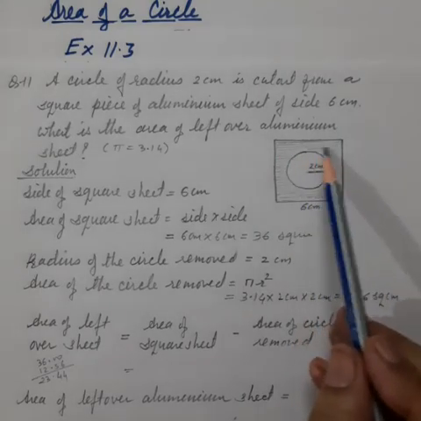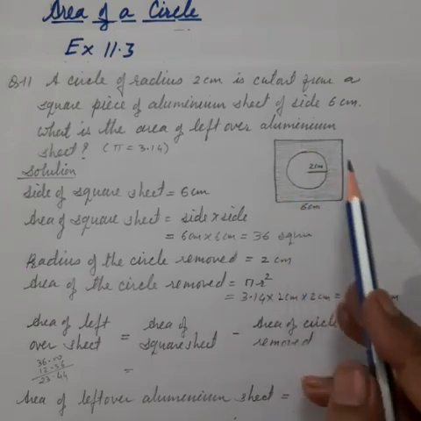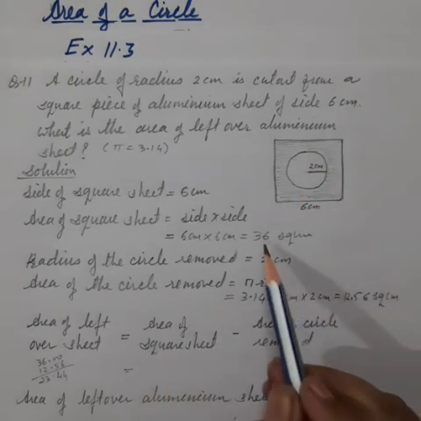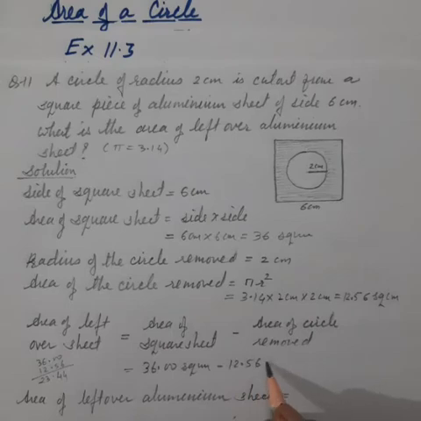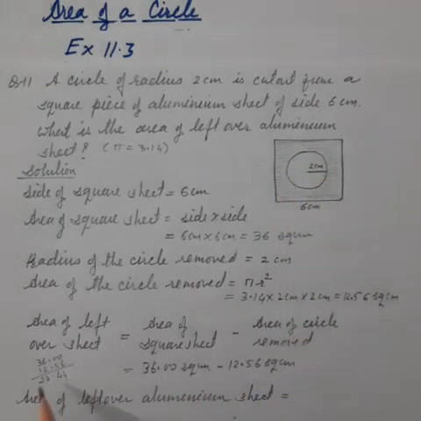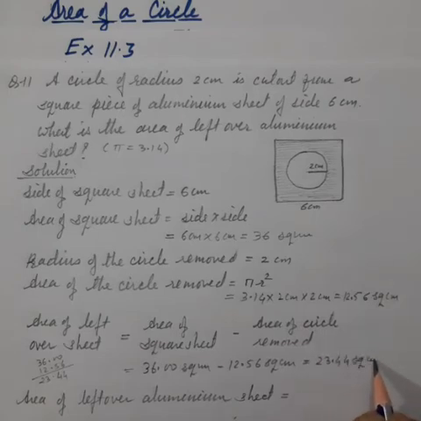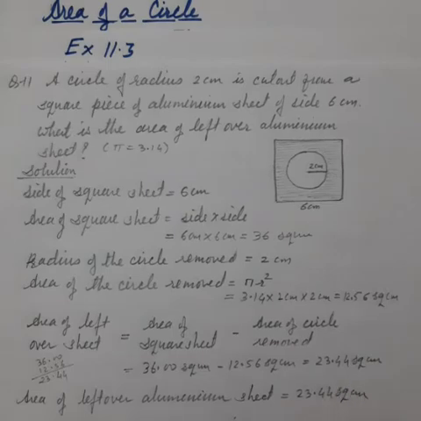Now to get the leftover area from the area of the square sheet, that is 36.00 square centimeter, we have to subtract the area of this circle, 12.56 square centimeter, and subtract the area of circle from the area of square sheet to get the remaining area, and that we get here 23.44 square centimeter. So the area of leftover aluminium sheet is 23.44 square centimeter.